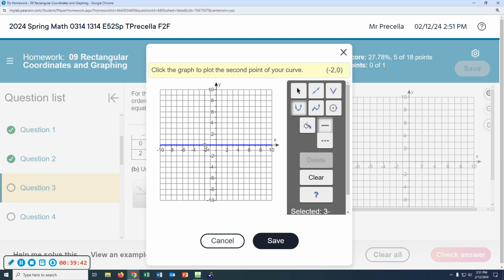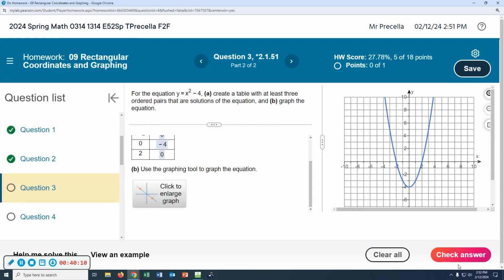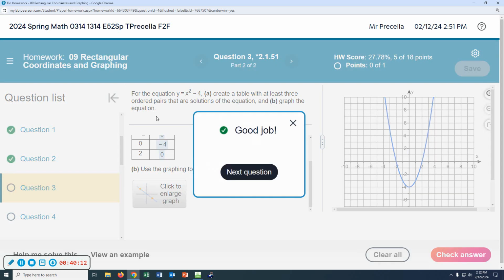Then it says plot the second point. The second point we found was 0, -4. Is that it? No, that's 0, -5. Okay. Last point. Where is it? There. Then what do you have to do? Save it. It'll transfer it back to the original grid. Check answers. Hallelujah.